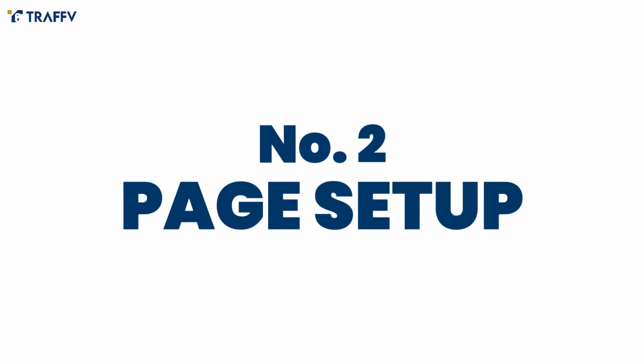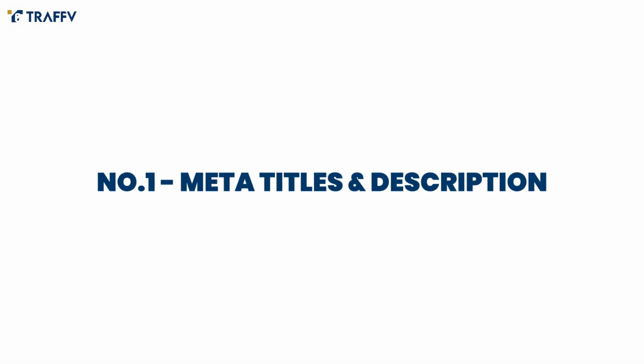Once you've set it up properly, this is the second step: page setup. Now that you have set up your entire website, you want to set up on a page level, and there are 2 components to this page setup. Number 1 is your meta titles and descriptions. Meta titles and descriptions are basically the language that you use to tell Google what your page is about. I'm going to give you some basic examples of page titles.